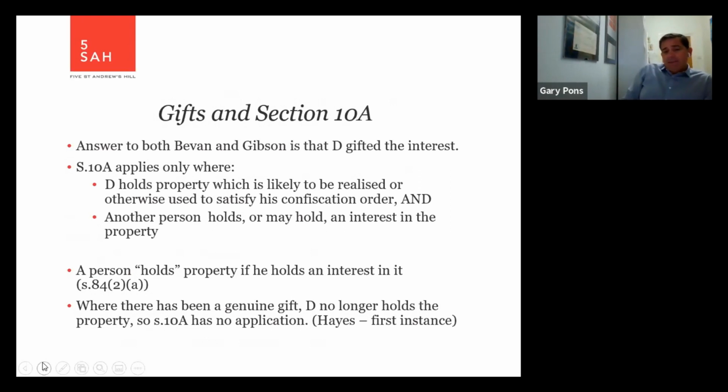Next slide, please. Both Hayes and Bevan raise the question of gift, and the reality is that the gifts need to be considered carefully in relation to many of these cases. Section 10A, however, doesn't apply to cases of gifts because Section 10A, as I stated earlier, only applies where the defendant holds property which is likely to be used to pay the confiscation order. If there's been a gift, of course, he no longer holds the property because it's now held by the recipient of the gift. Next slide, please.